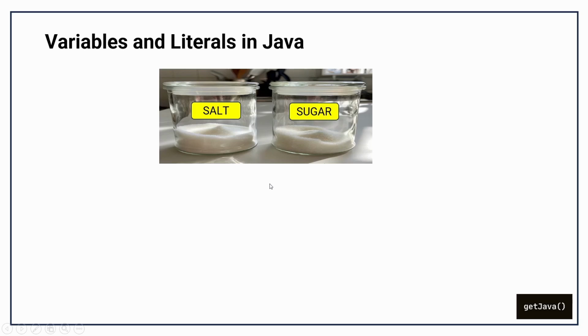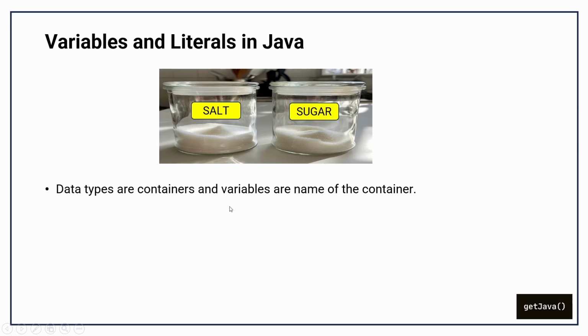Now what are literals? In the case of these jars, the salt which is present inside this jar or the sugar which is present inside this jar is literal. So the content of the jar is literal. Similarly in Java, the value that is present inside the data type, that the data type is holding, is literal. So what we have seen till now: data types are containers, variables are the names of the containers, and literals are the values stored inside the container.